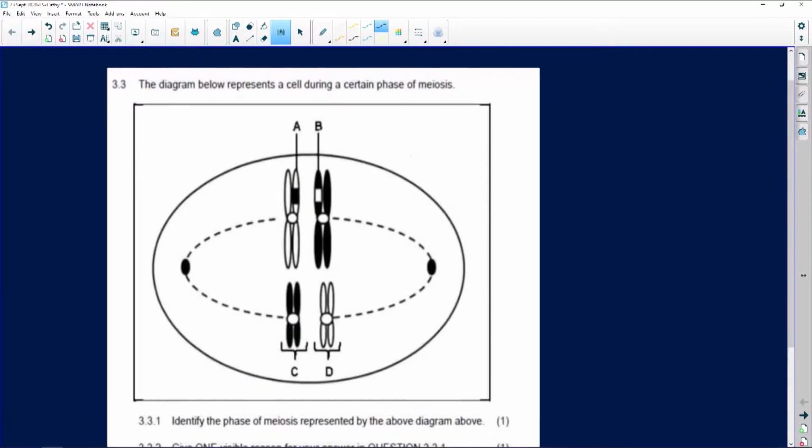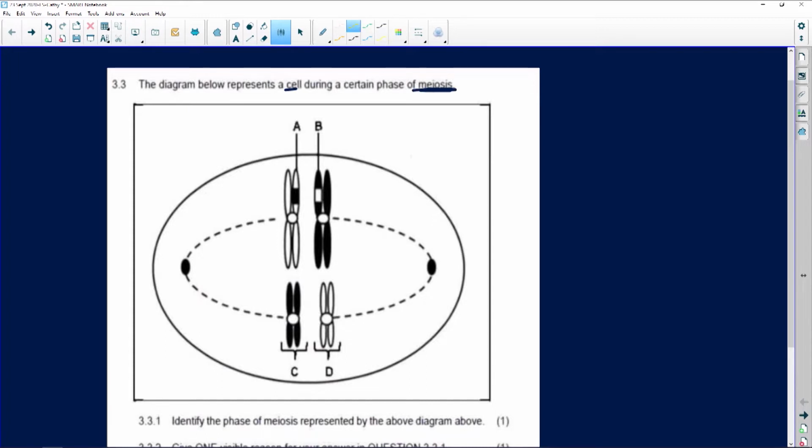You've got to know your interphase happens before everything. Then you've got prophase, metaphase, anaphase, telophase, and you have it for both. Okay, so here we go. The diagram below represents a cell during a certain phase of meiosis.